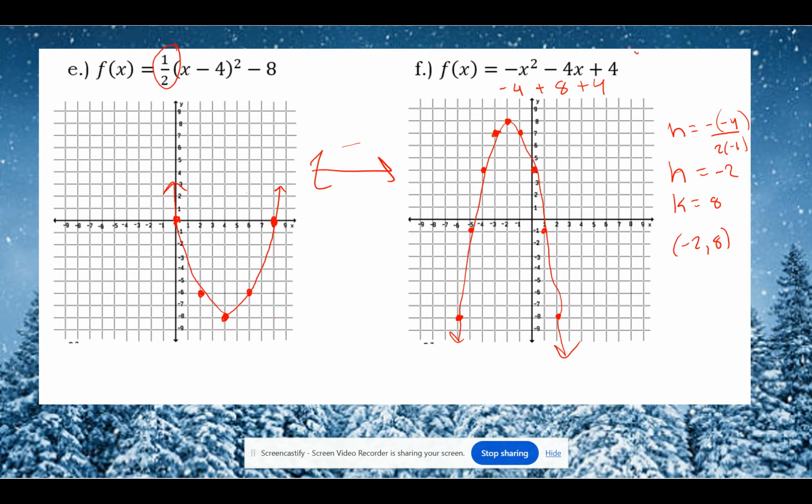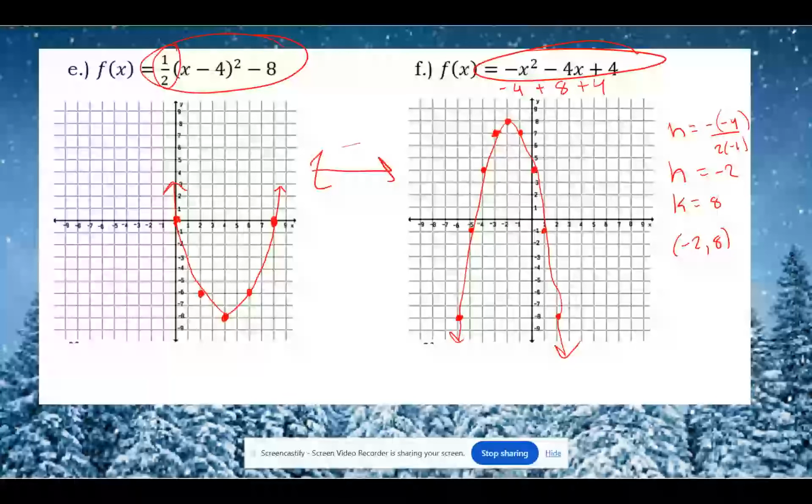So hopefully you can see the difference in workload between the two. I want you to start accepting the fact that when it's in standard form, we're almost annoyed by that. Like, oh, I'm going to have to do work for that. When it's in vertex form, we're like, oh, sweet, I just have to go right, left, up, or down. Really quick, really easy.